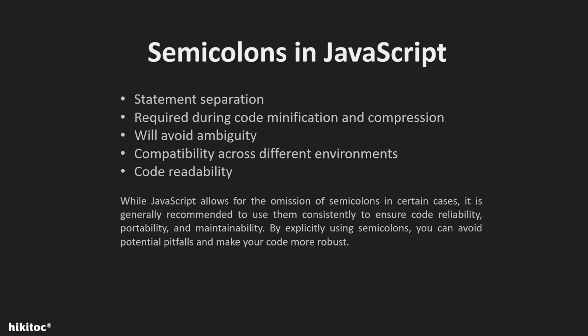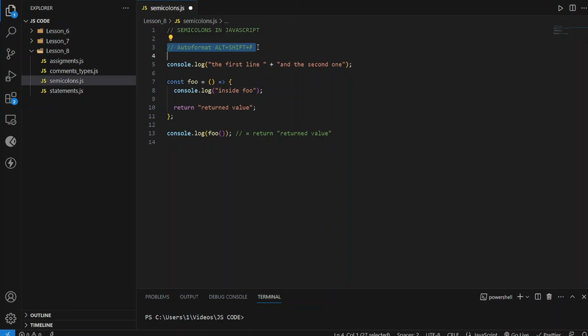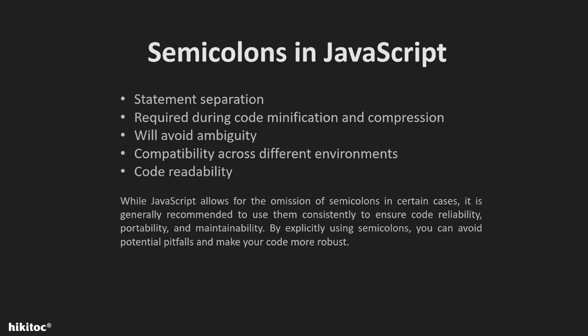Now let's talk about semicolons. As I mentioned in previous lessons, I am not typing semicolons at all. As you remember, we discussed previously the Prettier extension. It formats your code automatically. You just need to press Alt-Shift-F and your code is formatted and semicolons placed. But anyhow, let's mention a few words about semicolons. In JavaScript, semicolons are used to mark the end of a statement. I'll explain statements in a bit.